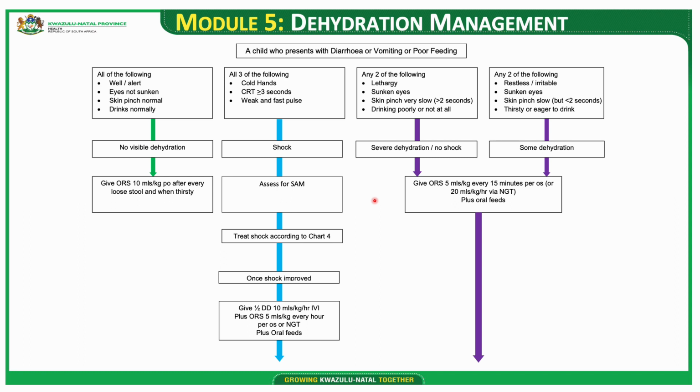A child in shock, we've already described the initial management. We would assess them for severe acute malnutrition, and then we would give them fluid management to treat the shock. Once their shock had improved, then we would need to continue giving fluid management. Because they had been shocked, we would want to give this intravenously. So we would give half DD, 10 ml per kilogram per hour for 4 hours. Plus, we would give oral rehydration 5 ml per kg every hour if they were able to drink. And if they were able to feed, we would give them oral feeds.